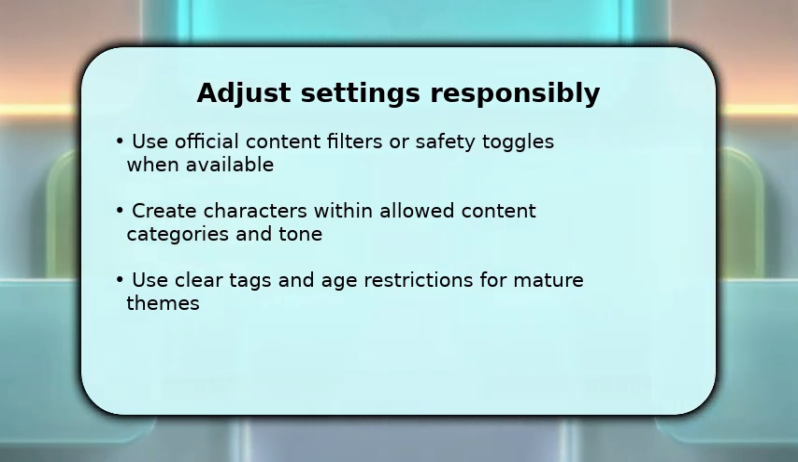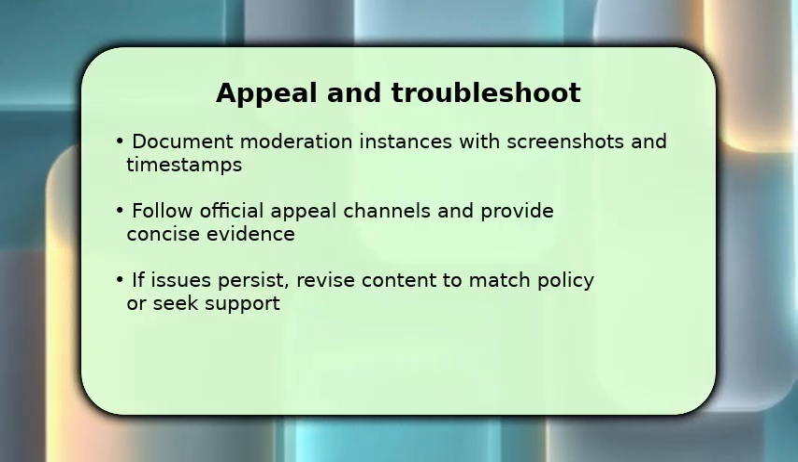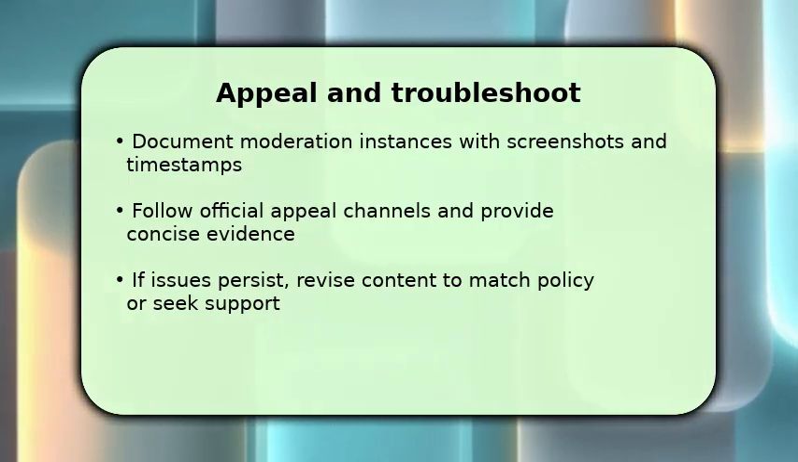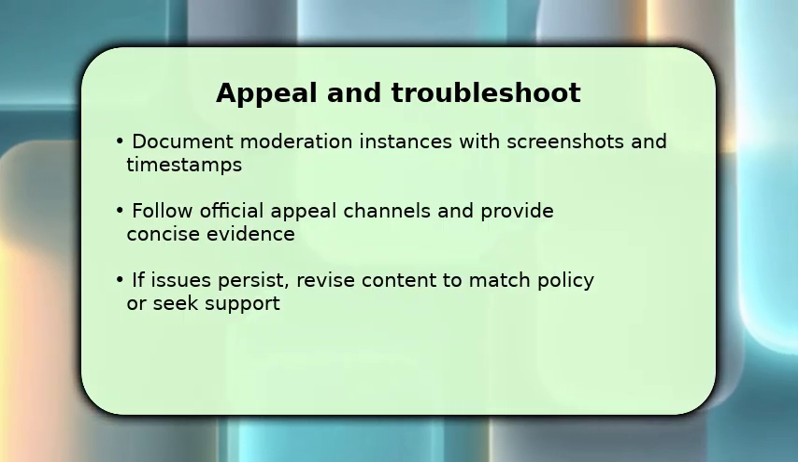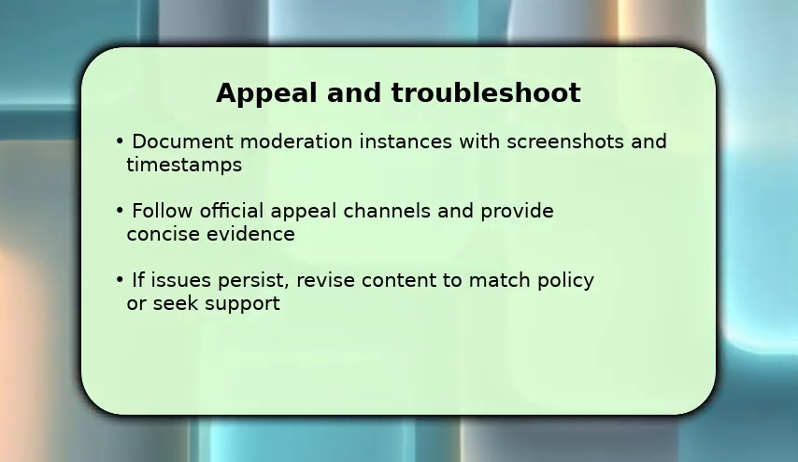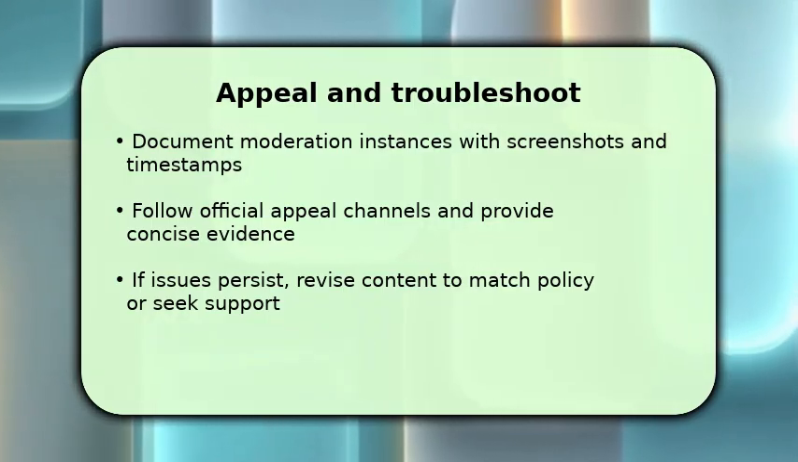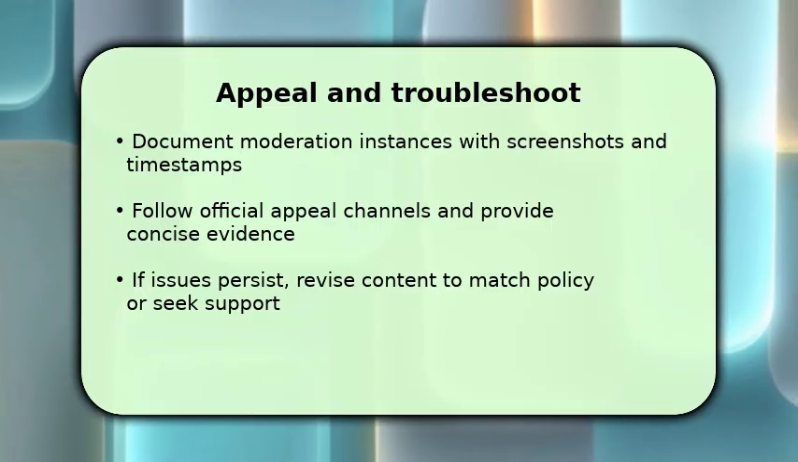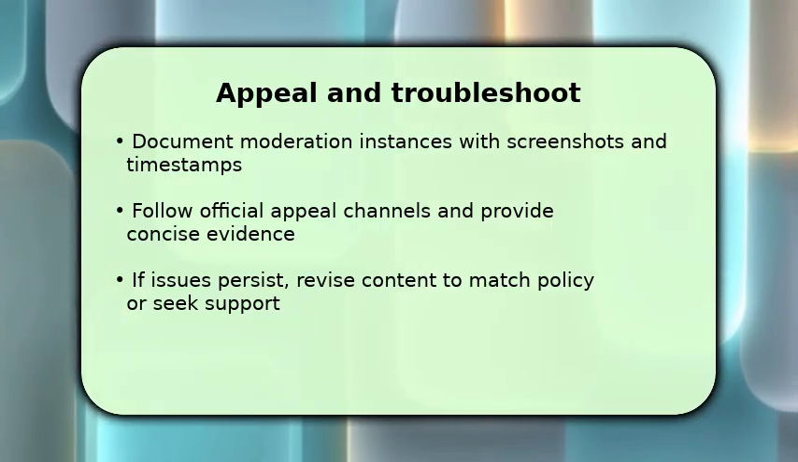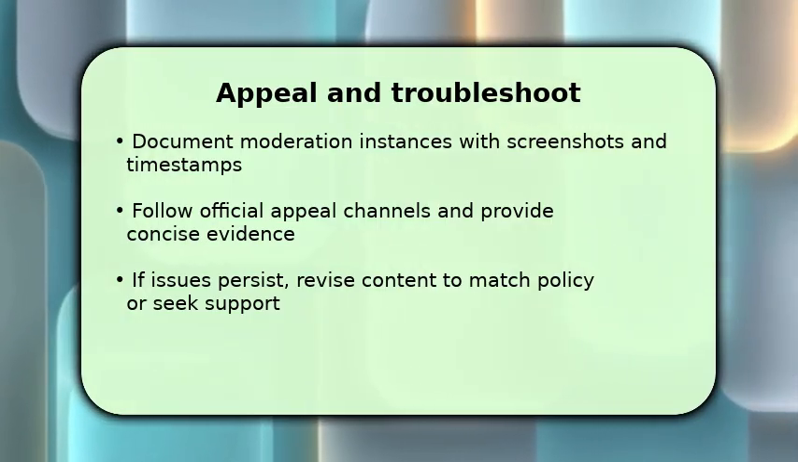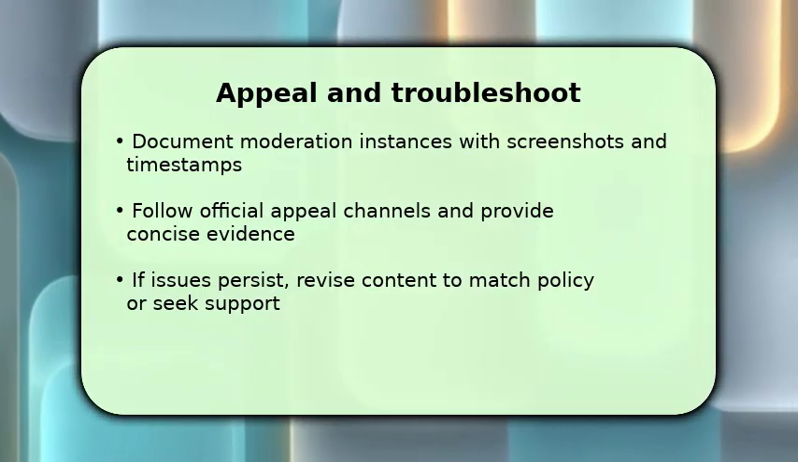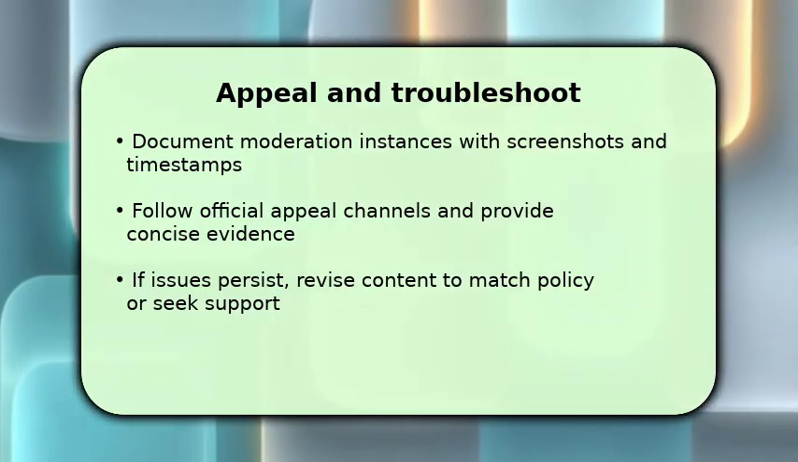Finish by documenting any problematic moderation with clear screenshots and timestamps, then submit an appeal through the platform's official process, explaining why the content complies with rules. Be concise and reference specific guideline sections where relevant. If the appeal fails, revise the content to eliminate trigger elements or use clearer classifications so automated systems accept it.